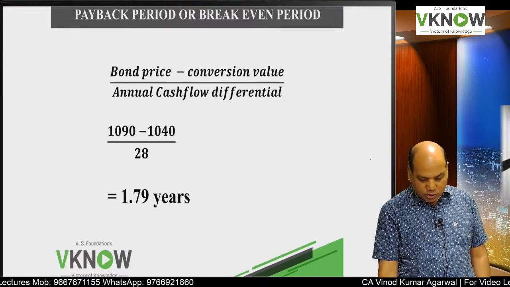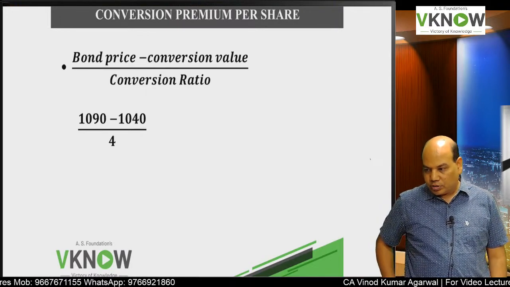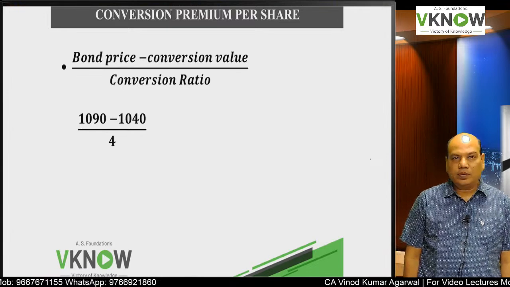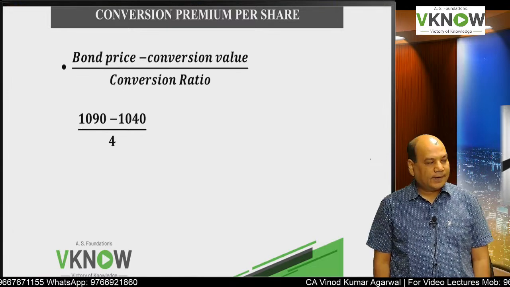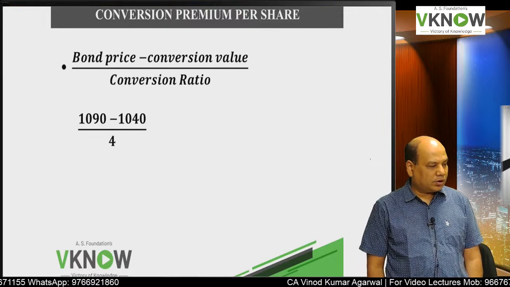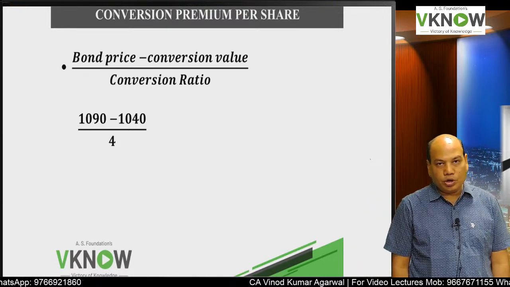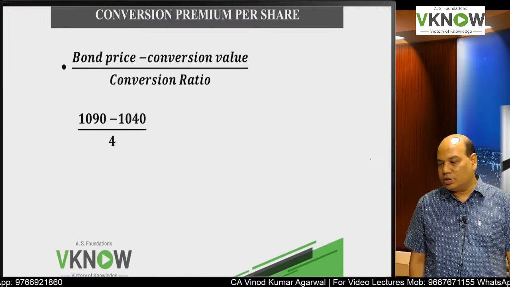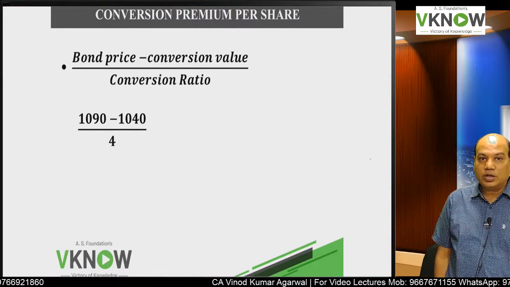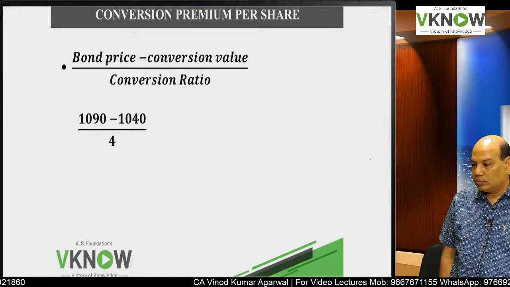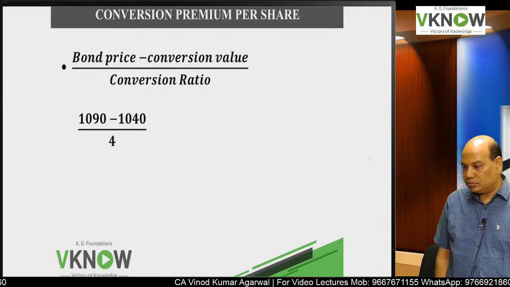Is there any more question pending? Yes. Next is conversion premium per share. What is the formula? Conversion premium per share is bond price minus conversion value upon conversion ratio.